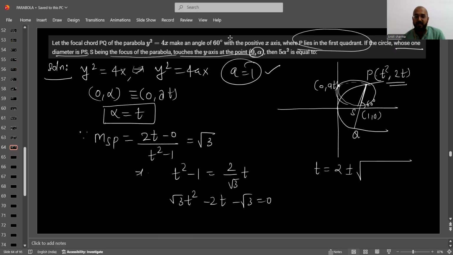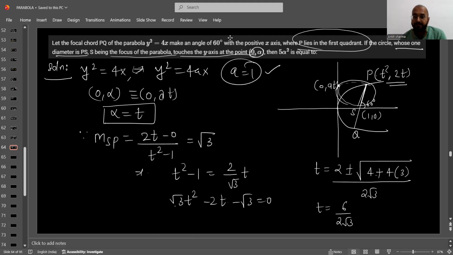So t is equal to 2 plus minus square root of b square minus 4ac. So this into this is 3 here, so I'll just do root 3. That means now I have here t is equal to, this is 4 into 3, 12 plus 4 is a perfect square, which is 4, I guess. So 12 plus 4, 16. 16 square root is 4. 4 plus 2 is 6 over 2 root 3. We'll be taking the positive one, of course.